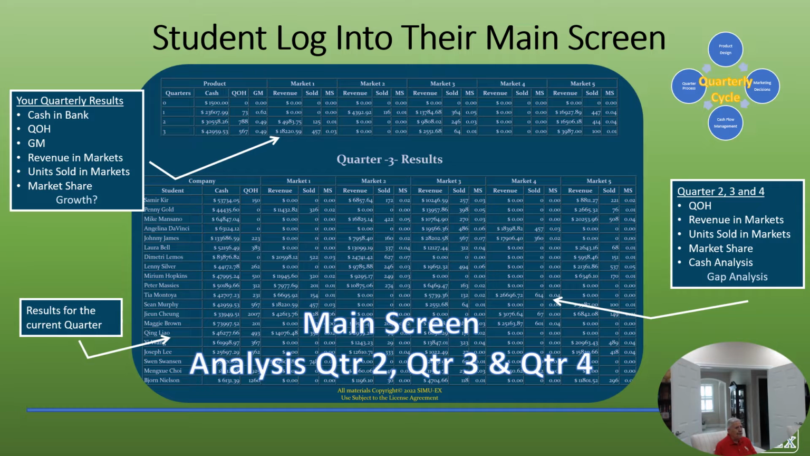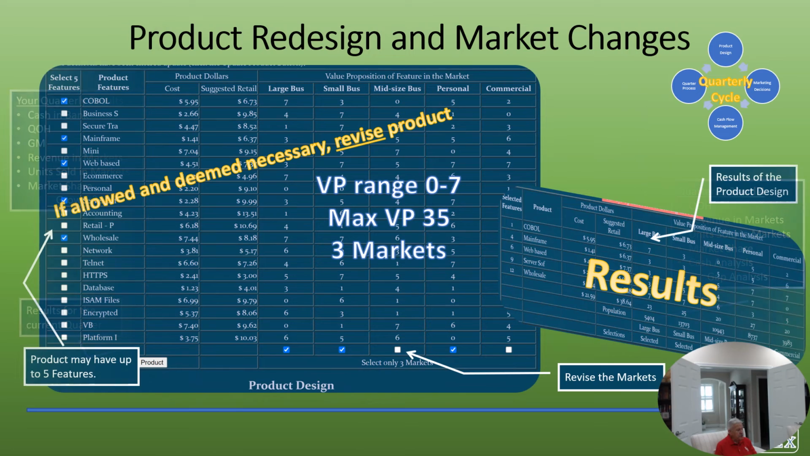So the key behind it is in quarters 2, 3, and 4, due diligence is performed by analyzing the information at the bottom of your main screen. Adjustments that can be made are twofold. If allowed, you can change product features. That is, you can create essentially a new product with possibly, as we discussed, a value proposition that is much more geared towards market 3 or 4 than, let's say, markets 1 and 2. You can also change the markets that you wish to pursue.